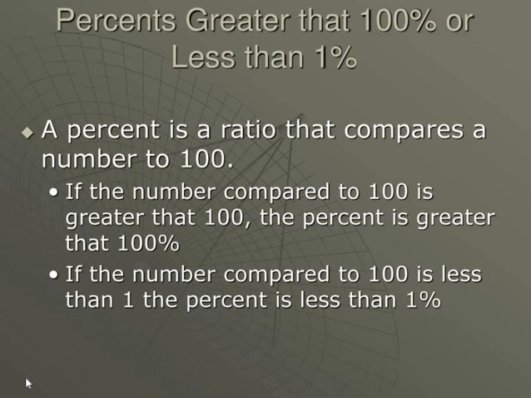If the number in the numerator is less than 1, it means it's between 0 and 1. And to write a number between 0 and 1, it should be what? A decimal, because we are talking about decimals or fractions between 0 and 1. So it will be, for sure, less than 1%.